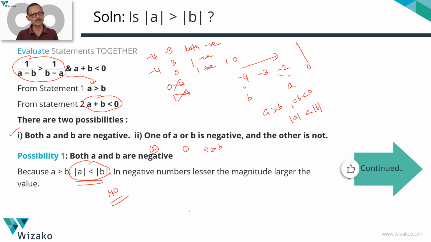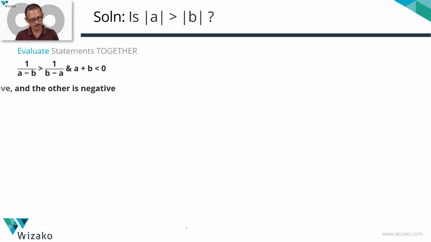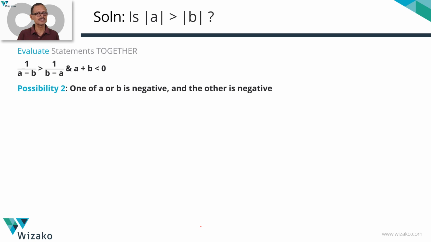That's easier to remember. We're going to evaluate the second possibility, that one of these numbers is negative, the other is not. I'm going to look at some examples. We know that A is greater than B. One of the numbers is negative. I'm going to go with the other number being positive. One negative, one positive. Obviously, A is the positive number and B is the negative number because A is greater than B.